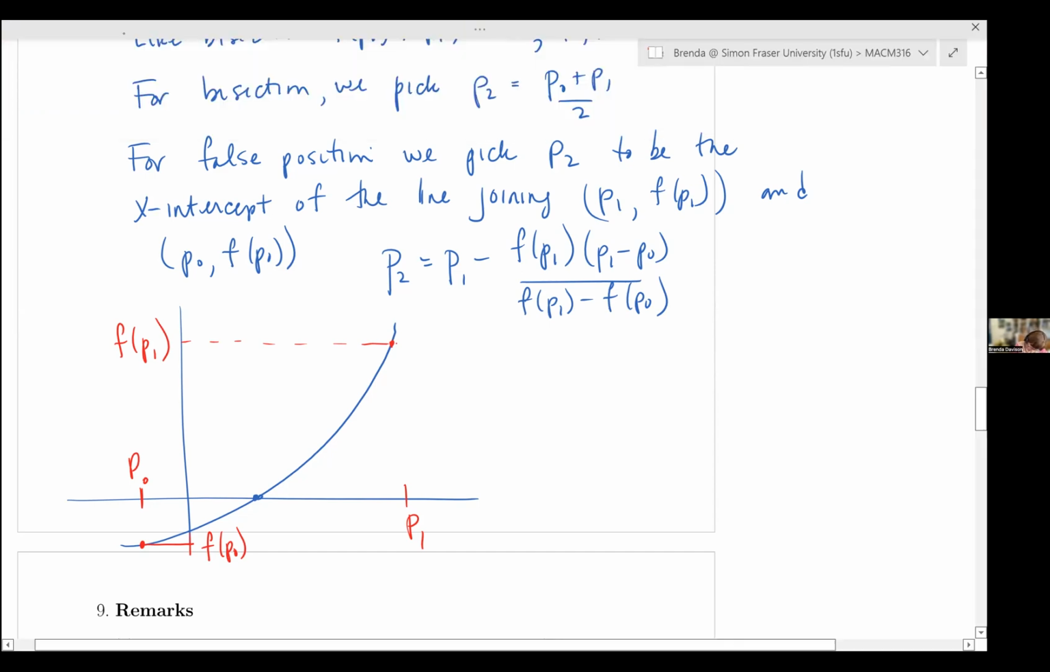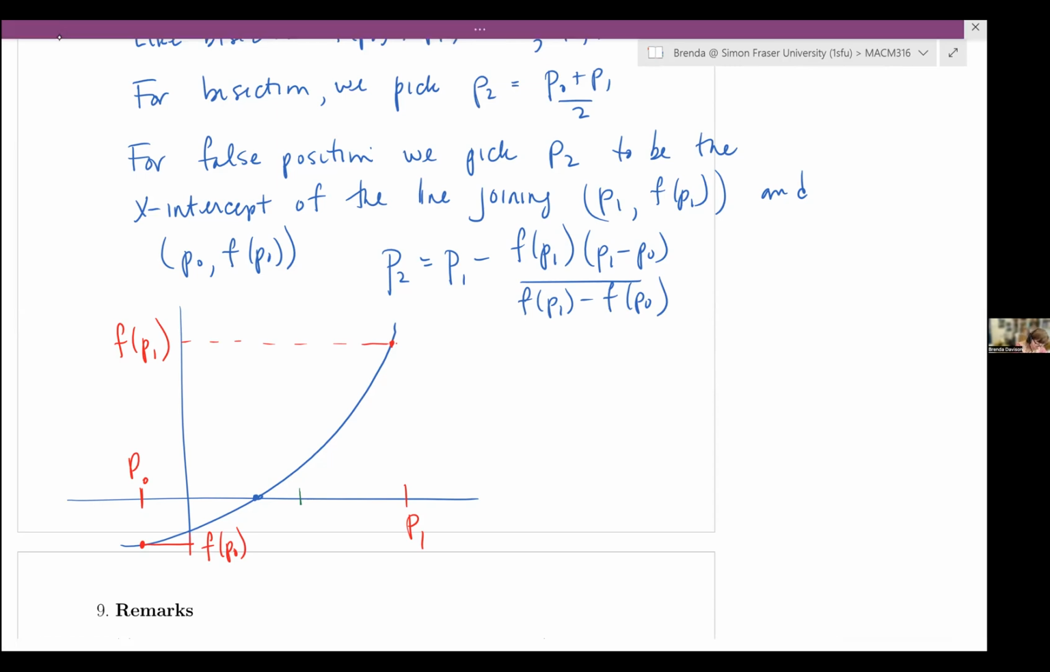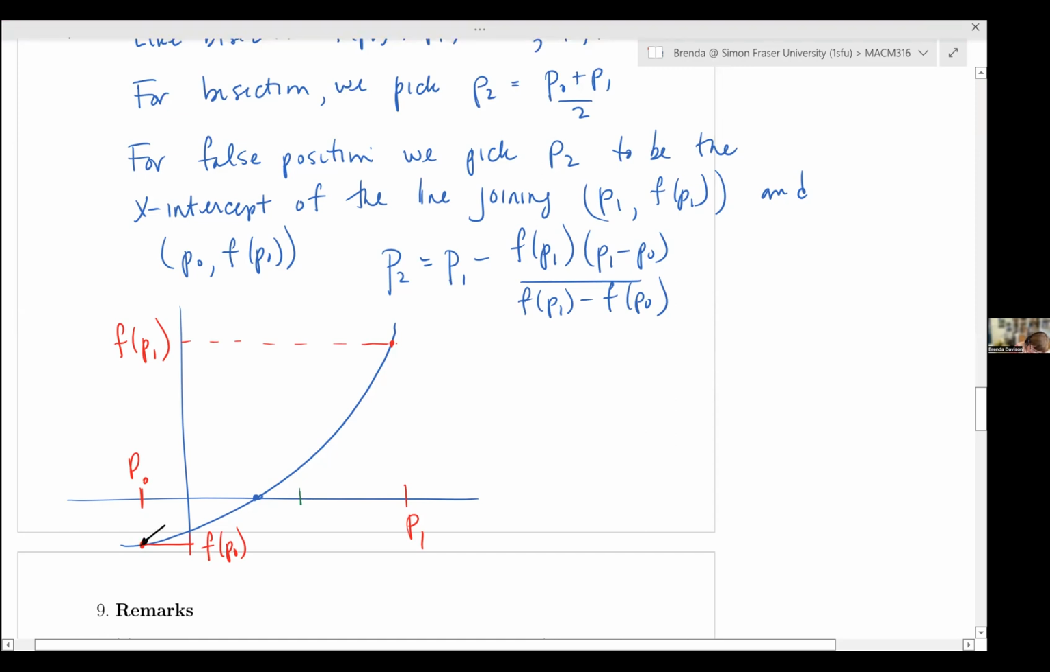Okay, so the bisection method would just be to bring P2 in here, right in the middle. And that's not using any information about the function. The secant, the method of false position, is to use the secant line between those 2 points. So I'm just going to draw a line between those 2 points. So this is the line that goes like this. And then use the x-intercept of that for P2. Okay, so it's using some information about the function to decide where to go in the interval. And this is a better method.